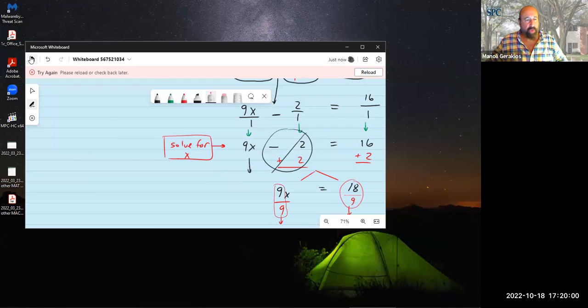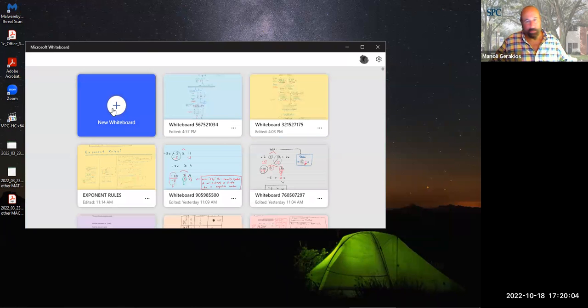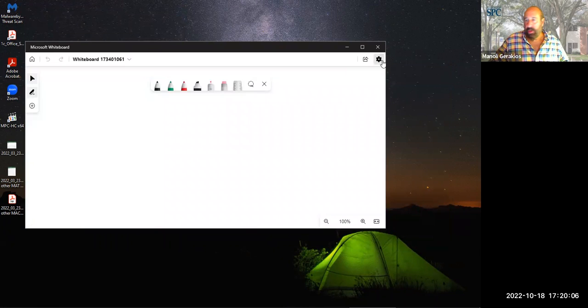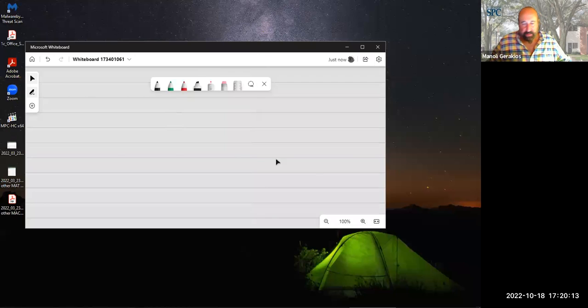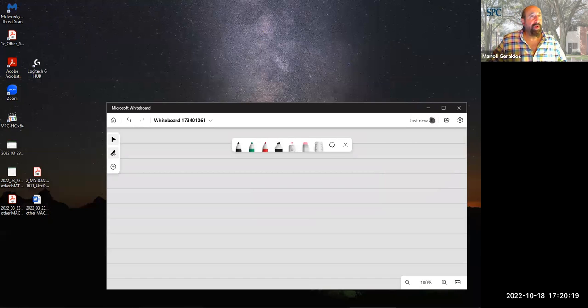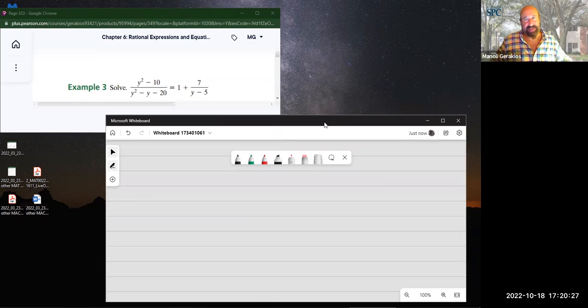And let's start a new whiteboard. I don't know, what did we have last time? Blue, let's do maybe gray. All right, I'll copy this, and then we'll move the textbook out of the way again, and we'll work on this problem. But you know what? This one's going to go faster because you know the process now.